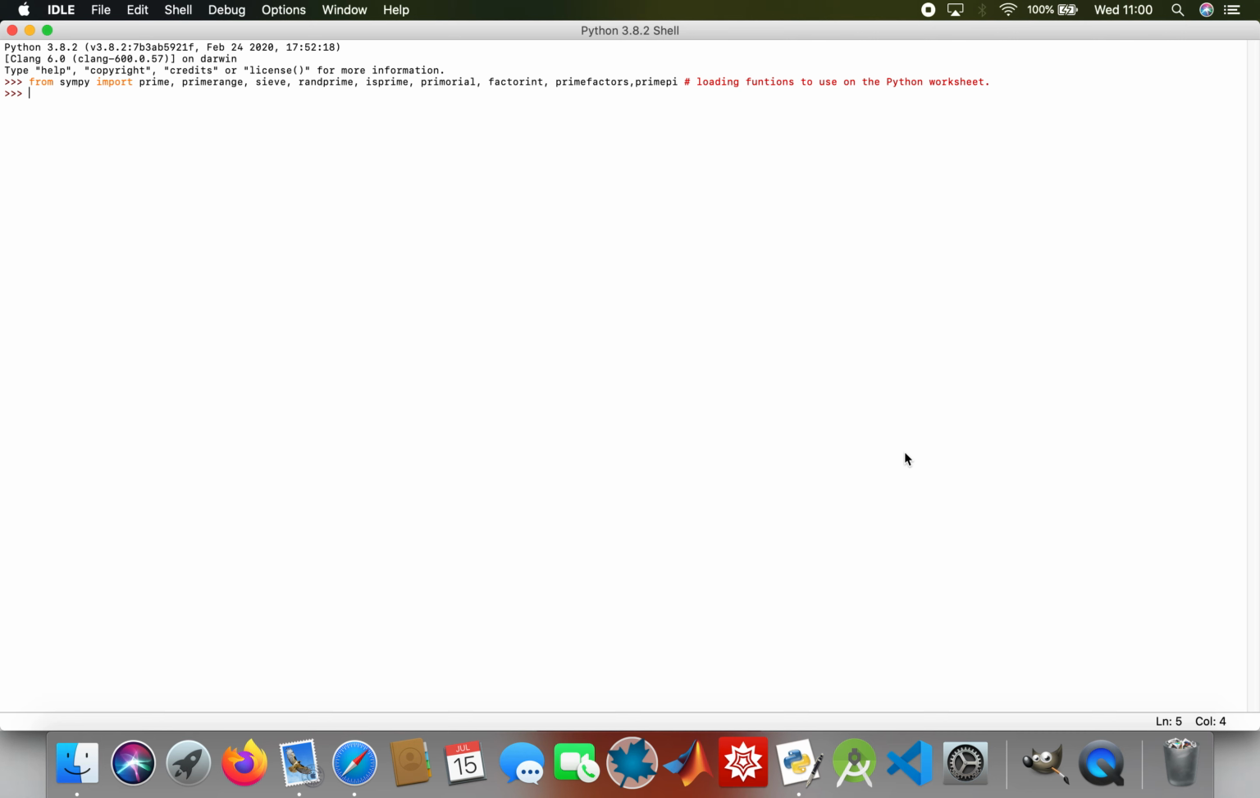The from SymPy import star line imports all the functions that I need to use on my worksheet. So I'm going to start off with the prime function. Prime, the nth number. Say, for example, 10, the 10th prime number. Right, so 29 is the 10th prime number in the list of primes.